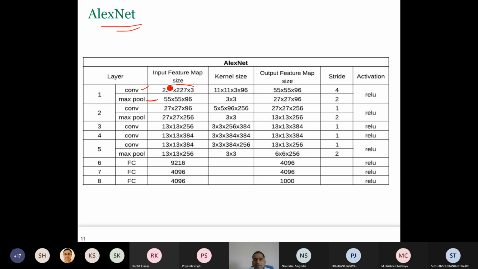Okay. So initially we have an input image size of 227 cross 227, and then we have 3 what we call channels: red, green, and blue. Okay. And then this is the kernel size, this is the output feature map size, and this is the stride. And okay, here the activation function is shown on the right side. That means after this set of layers, you will have an activation function. Okay. So remember, AlexNet has 5 convolution layers: 1, 2, 3, 4, 5, and it has 3 FC layers. Okay. So these are the dimensions, you don't have to remember, just showing.